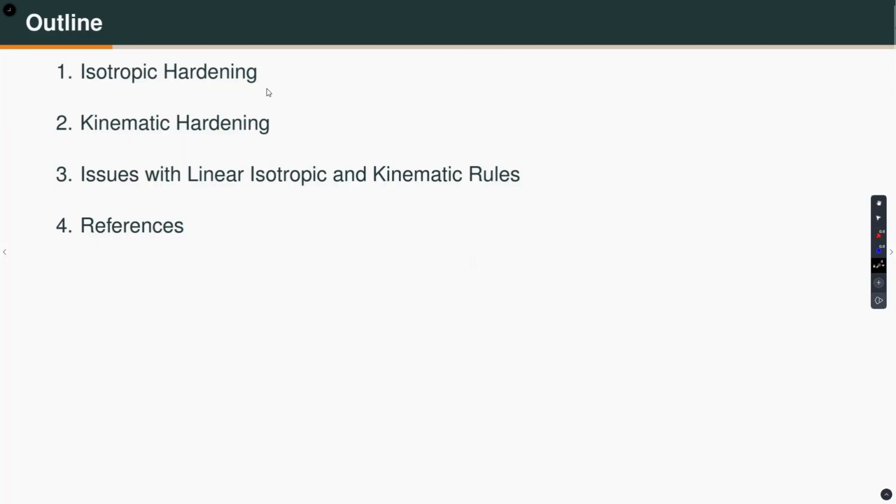So, as I said, we have isotropic hardening, kinematic hardening and independent hardening, which I am not going to discuss because I cannot really demonstrate it, and whatever I discussed earlier for uniaxial remains basically valid. And then I will talk about some issues with linear isotropic and kinematic hardening rules.